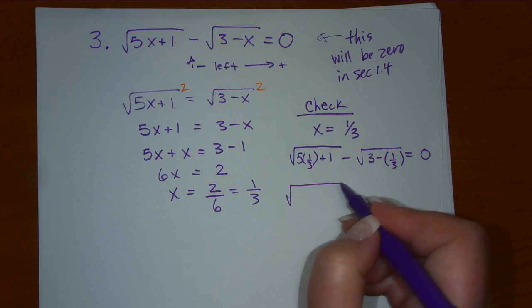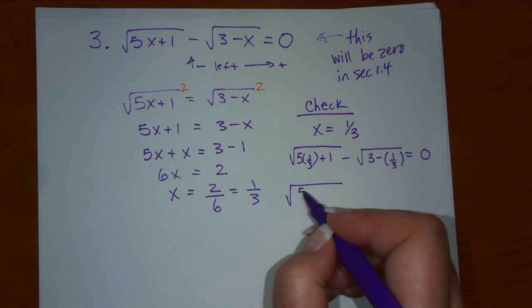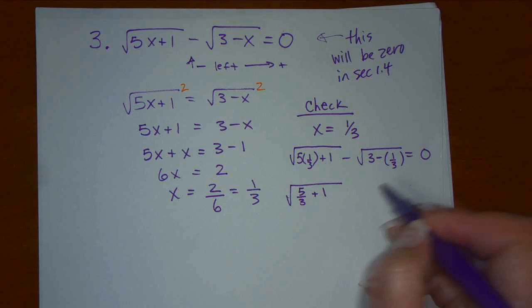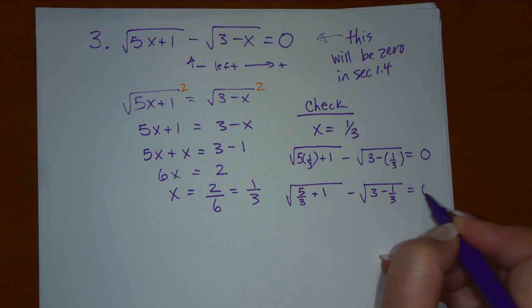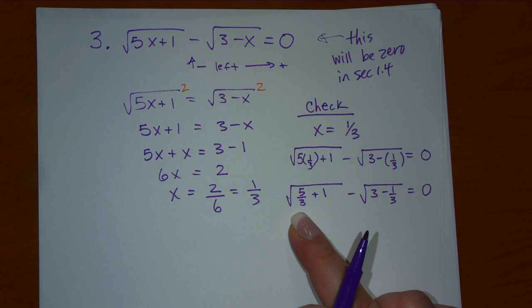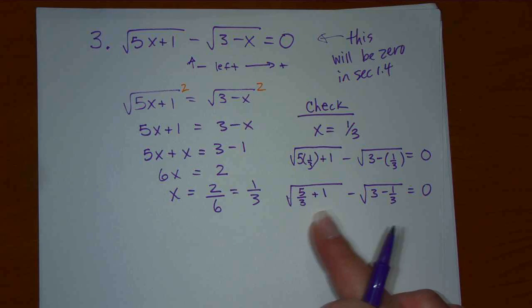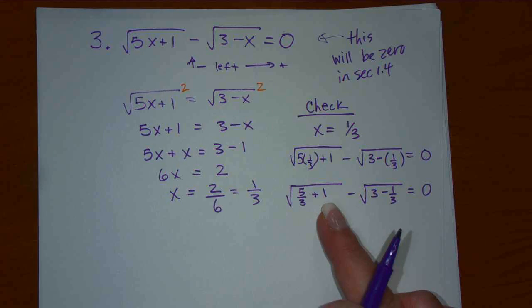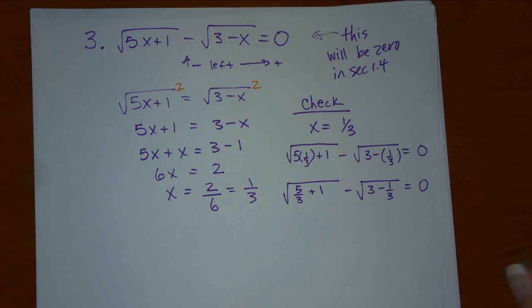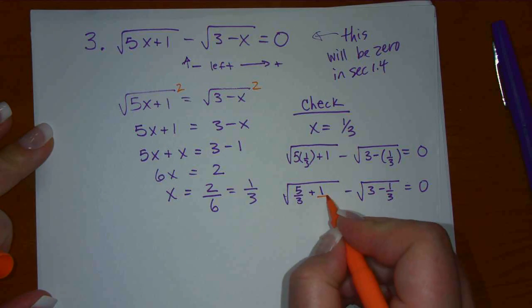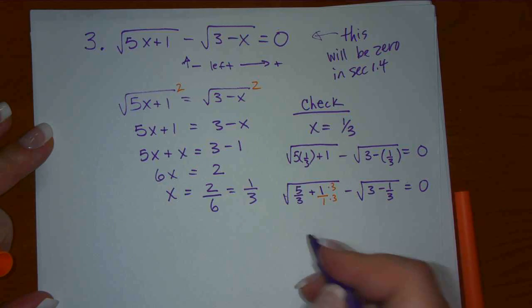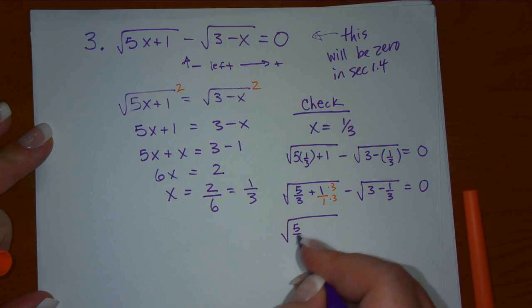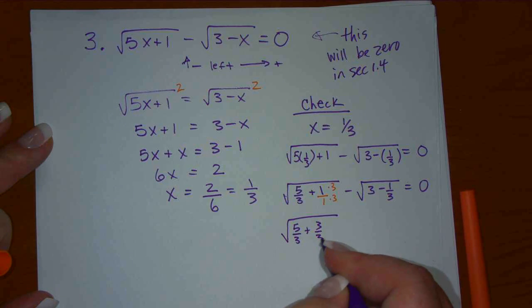So what I have is 5 times 1/3, which is 5 over 3. And 3 minus 1/3. So 5 over 3 plus 1, we have to do a common denominator to add those together. So that's like a 1 over 1. What would be the common denominator? 3. So we need to multiply the top and bottom by 3. So 5 over 3 plus 3 over 3.